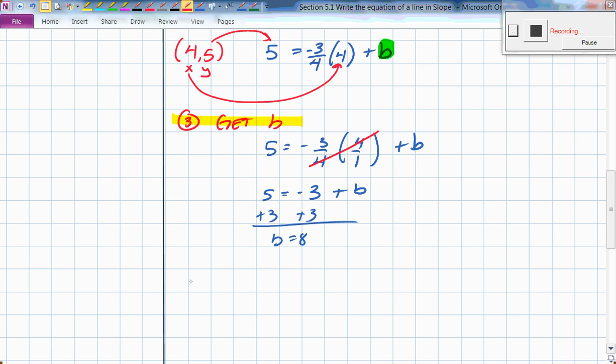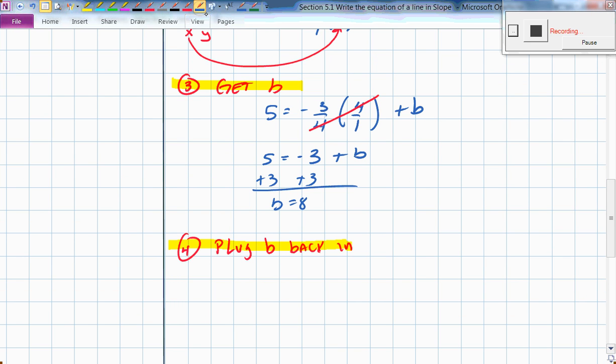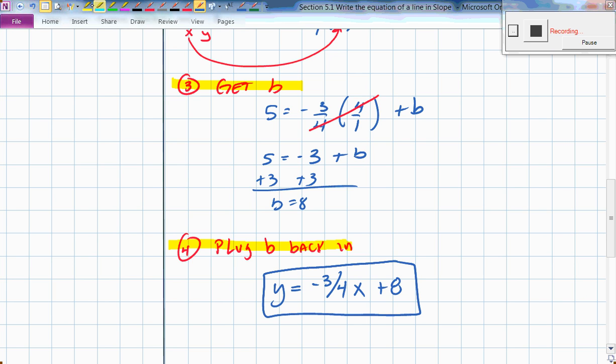And then finally, step 4, plug b back in. So my equation was y equals, what was the slope again that we figured out from the very front? Negative 3/4, very good. Negative 3/4 x, and what's the value of b? 8. Plus 8. And this is the slope-intercept form for an equation that goes through those 2 points.